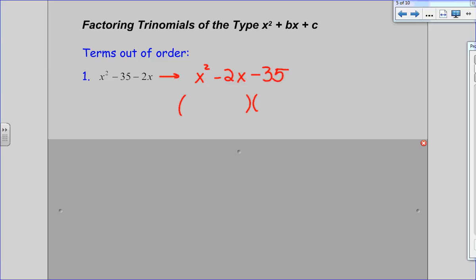Now that it's in descending order, we know that x times x gives us our first term, and now we think what multiplies to give us the negative 35, but adds to give us the negative 2. So it would be some combination of 7 and 5, and we would want a negative 7 and a positive 5 to meet the conditions of both the b and the c values.